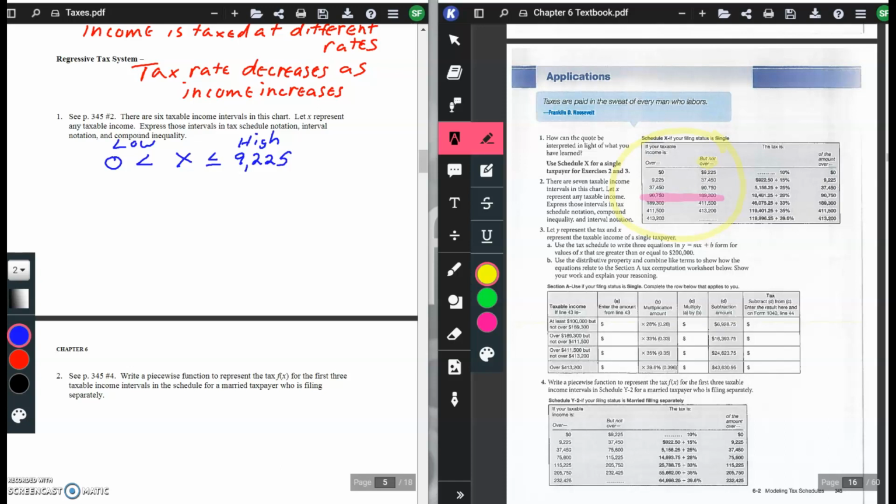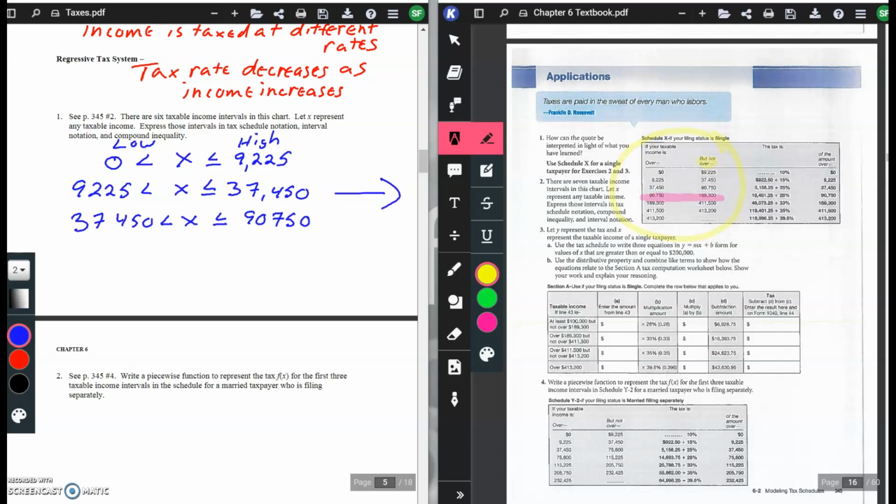So if you come over to the side here, your lowest number was 0 and your highest number was 9,225. So X is somewhere smaller than or equal to 9,225. Your next range was 9,225 all the way up to and including 37,450. And then you'll notice you start your low with that high number, 37,450. So bigger than 37,450, but smaller than or equal to 90,750. And again, that's coming right from the table to the right.